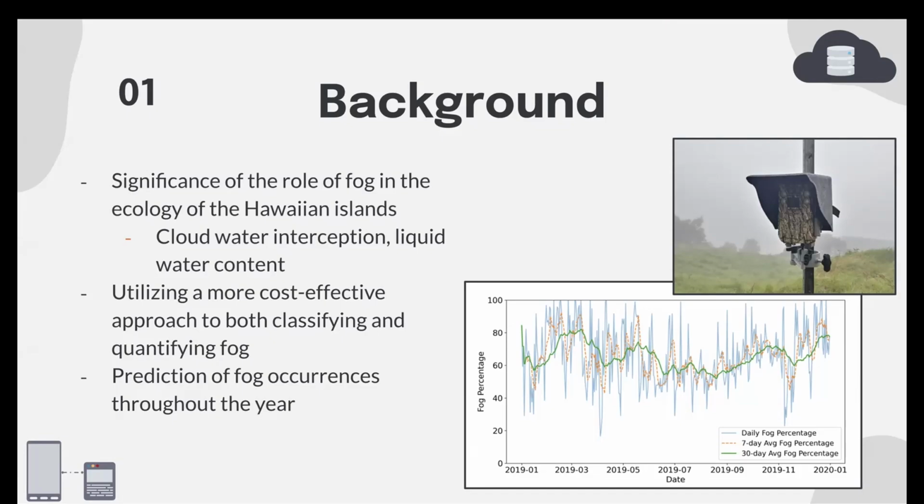In addition, with these pictures on the right, we can see the graph. Using this model, we can potentially predict fog occurrences throughout the year. This would be helpful for seeing when fog is most present or when it isn't.